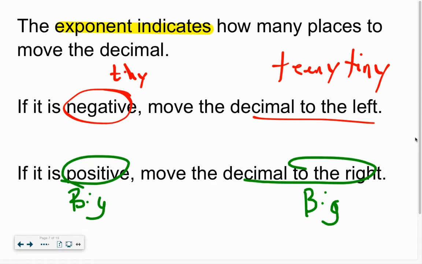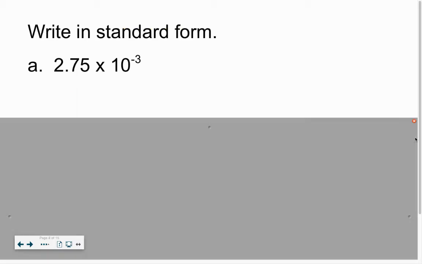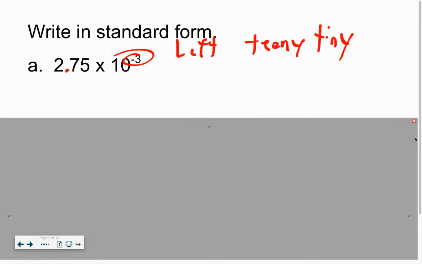You just need to remember which way to move the decimal and count correctly. So whatever trick, method, or thought is going to work for you. Writing in standard form. Here we go. That exponent is negative. So because it is negative, we need to move the decimal to the left, or we need to make it a teeny tiny number. So grab the decimal and move it 1, 2, 3 places to the left.